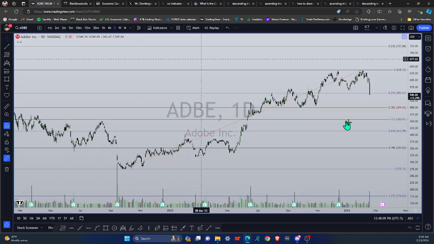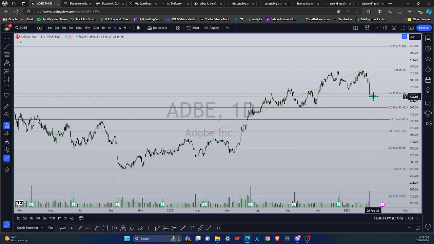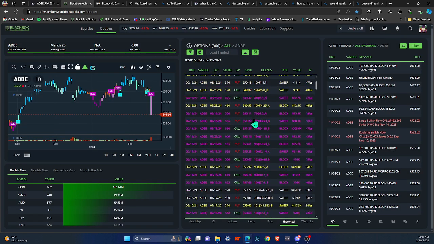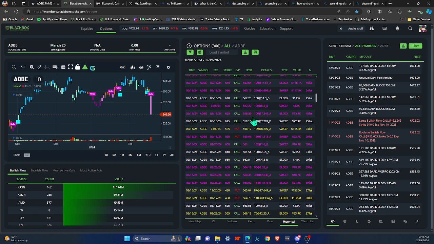But yeah, I mean that chart looks like a no touch if you're a bull. That is a serious 45-point down move in one day. Wow. I'll be careful with that thing.